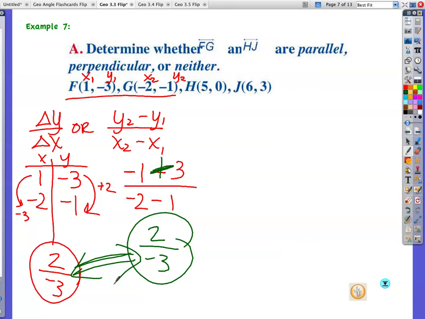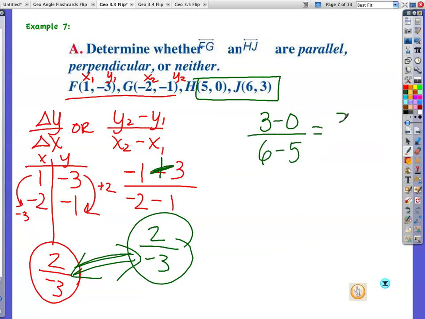Now I have to compare that to the other points. Okay, I don't know that I'm going to show you both ways. I'm just going to mix it up a little bit. 3 minus 0, 6 minus 5. 3 over 1 is 3. So the other has a slope of 3.